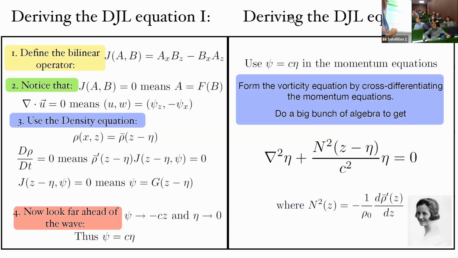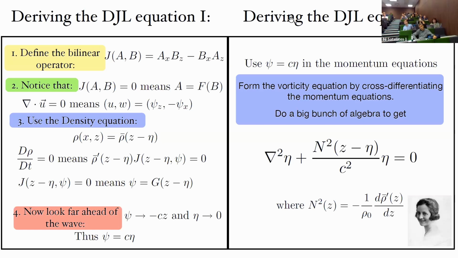So then if you write down the density equation, you say, well, hold on here. In a frame moving with the wave, the density as a function of x and z is just the background density evaluated at the upstream height. Right, that's what this says. So rho bar is the upstream, and this is z minus eta, which is the upstream height. So the fundamental nonlinearity in the equation will come from this.